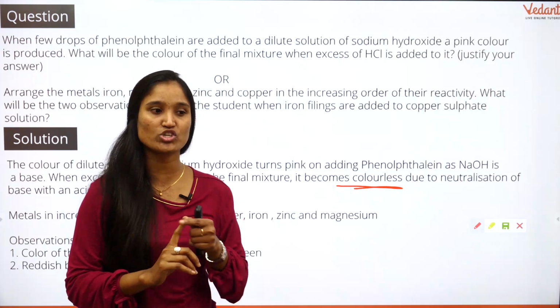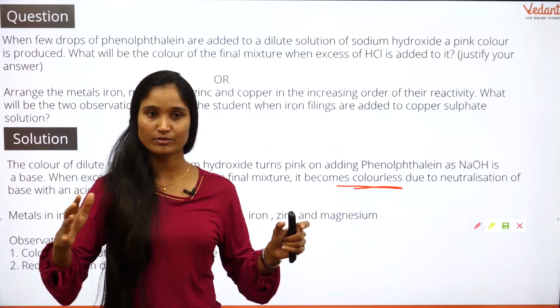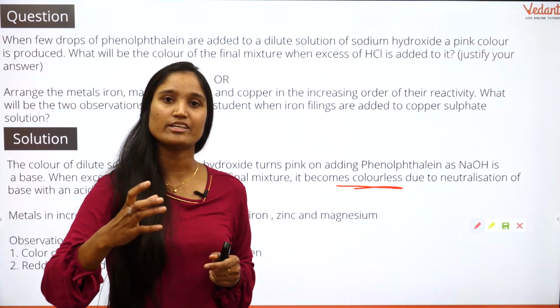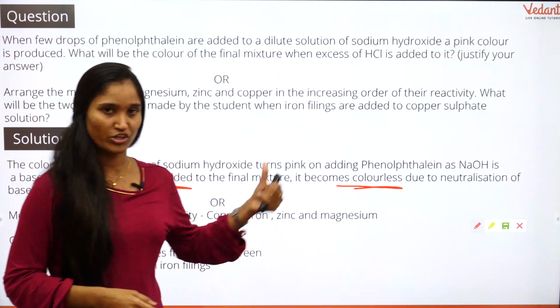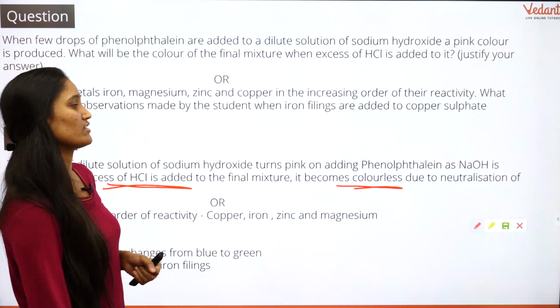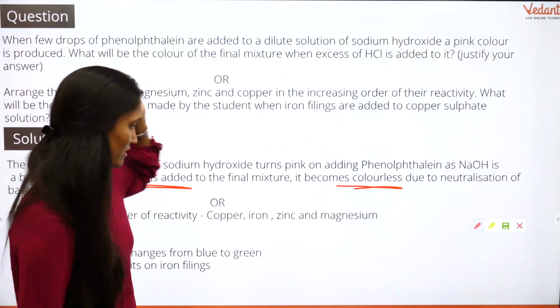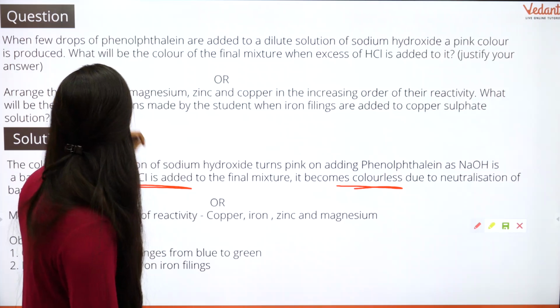Observations are all about colors of anything, precipitate, residue, gas, solution or whatever. And two could be about heat liberation, evolution of gas. So here you will get to see pink to colorless because the solution has turned acidic. The color of phenolphthalein in acidic is colorless. Moving on, the next question.